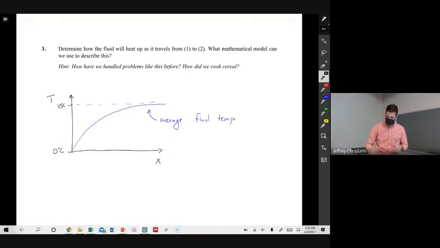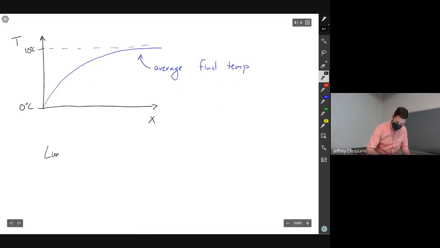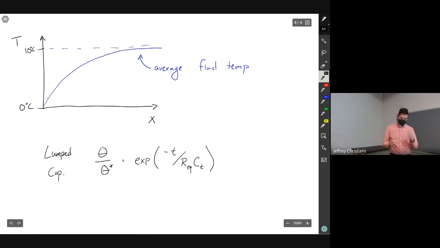Okay, so if we look at that model, the lumped capacitance model, it is theta over theta star equals minus T over R, the equivalent resistance, and the thermal capacitance. So now we just have to figure out what those pieces are. These are the things that look just like a capacitor discharging across a resistor. You get the same RC time constant. We just have to figure out what R is and what C is.